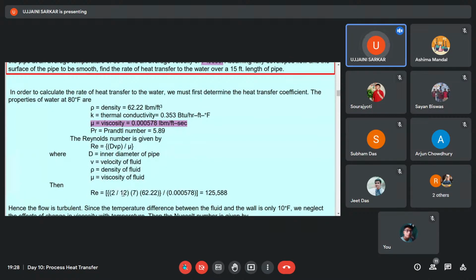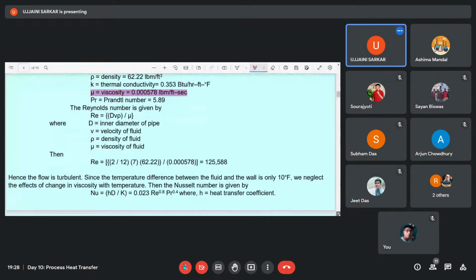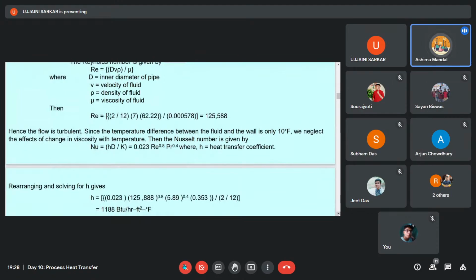D is 2 by 12. V, the velocity, is 7 feet per second. Rho is 62.22 pound mass per feet cube. And mu is directly 0.00578 pound mass per feet second. So are you getting 125,588 or nearly that value? Yes, ma'am, 125,588.23. Very good. So you are very much in the turbulent regime.